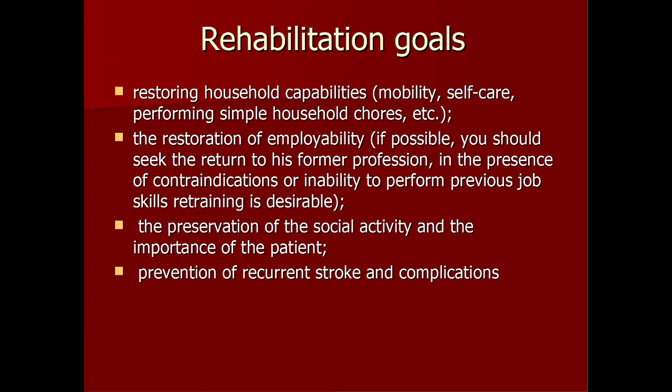Rehabilitation of patients after stroke is very important. Rehabilitation goals include restoring household capabilities such as mobility, self-care, performing of simple household chores, restoration of employability if possible. We should try to return the patient to profession. In the presence of contraindications or inability to perform previous job skills, retraining, if possible and if desirable. The preservation of the social activity and importance of the patient, which means a lot, especially since many of these patients will have depression. Prevention of recurrent stroke and complications, which of course will slow down the rehabilitation.